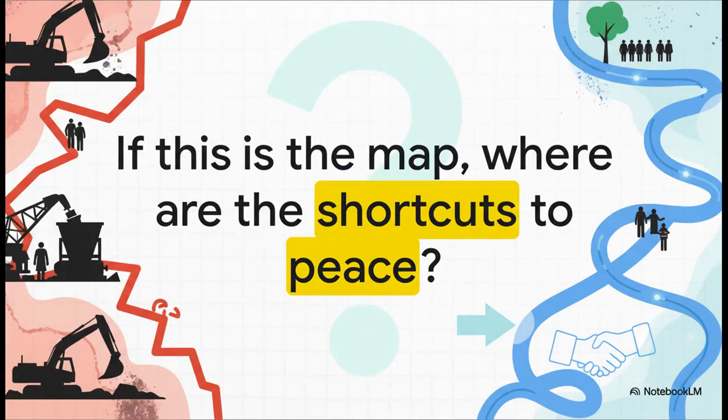And all of this leaves us with one last, really big question. If this graph is the map of a long and painful journey, the real challenge becomes, where are the shortcuts? How can we jump from that red curve over to the blue one much, much earlier and avoid that devastating crisis in the first place? Now that is the billion-dollar question that every single person involved needs to be asking.